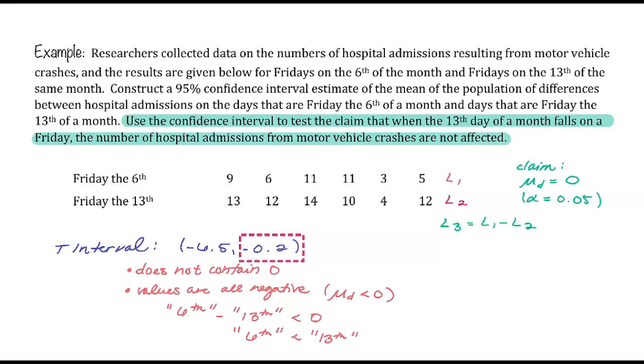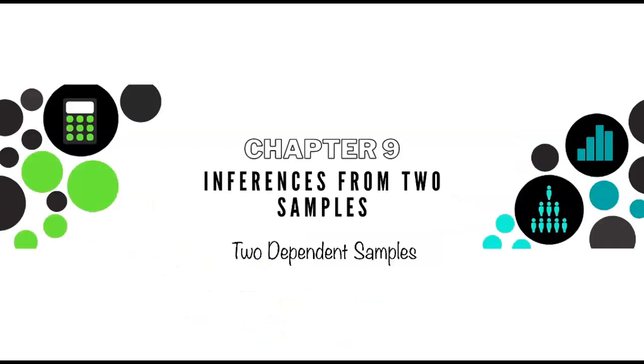So in other words, the level of significance chosen does make a difference in our conclusion, and it's important to take note of such details when you're doing your own research. That concludes this lecture video on how to conduct a hypothesis test or construct a confidence interval for 2 dependent samples.